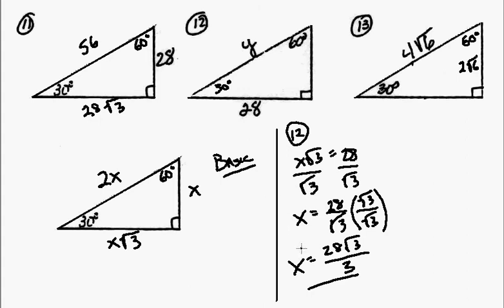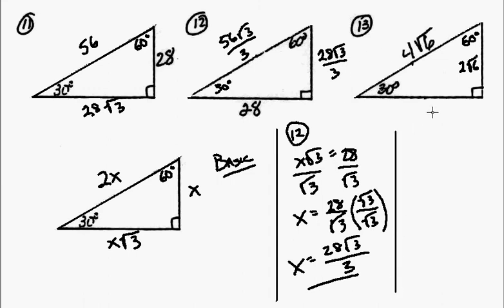So where were we? Okay, so we know then that this is going to be 28 square root of 3 over 3. So looking at the hypotenuse then, that's simply going to be double that. So that's going to be 56. So this would be 56 square root of 3 over 3. Okay? So that takes care of 12 completely. Going now to 13.